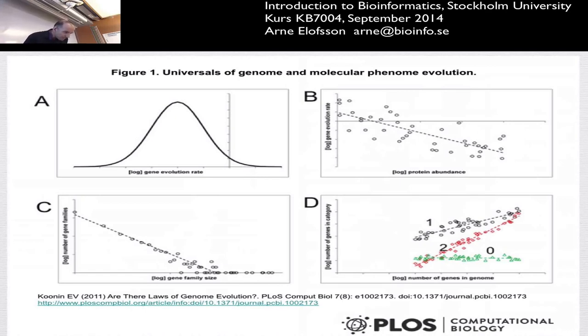You can do the same thing in different categories here. If you look at how many genes you have in the genome for a certain category, they can be divided into three different classes. There are some particular genes, basic metabolic genes, that you have only one copy of, or a few copies, the same number of copies in every organism, basically. So this is the size of the genome, number of genes in the genome, and this is the number of copies of these families.